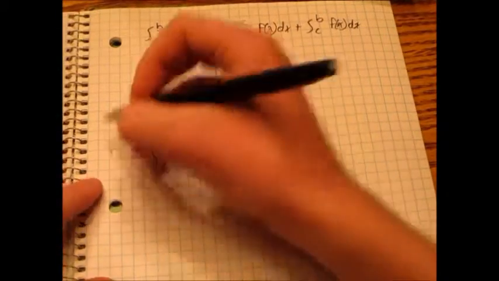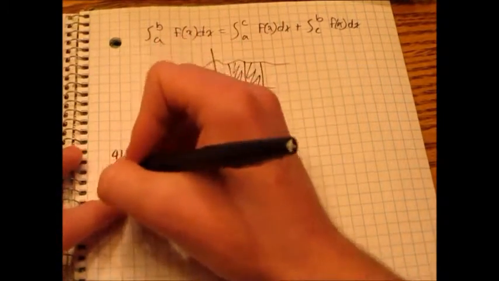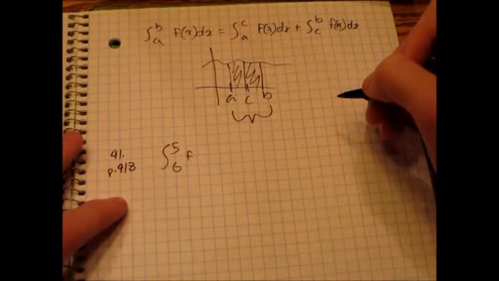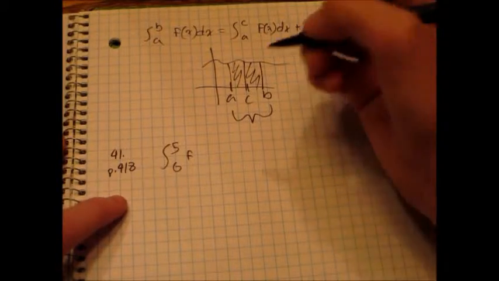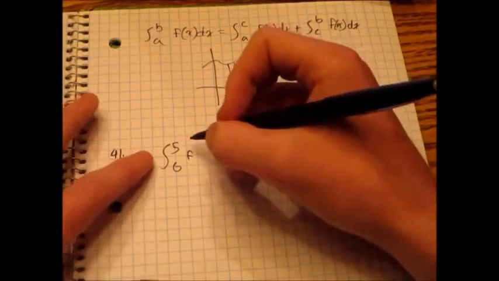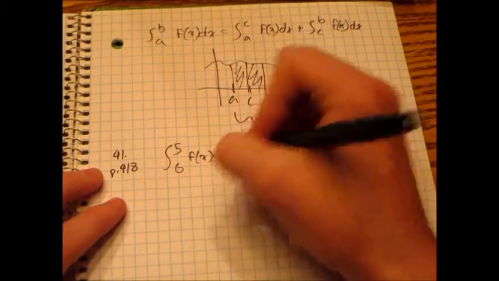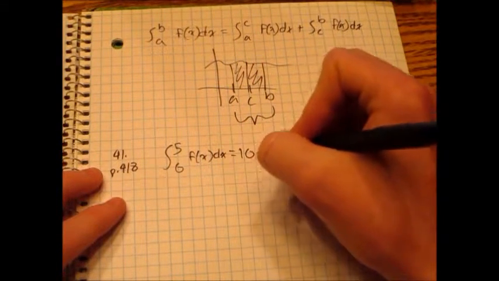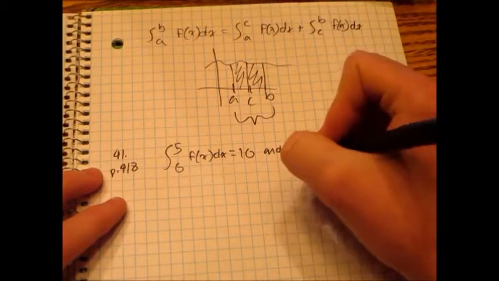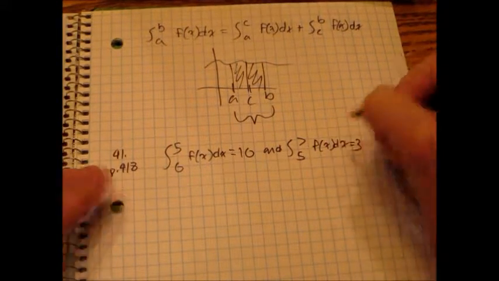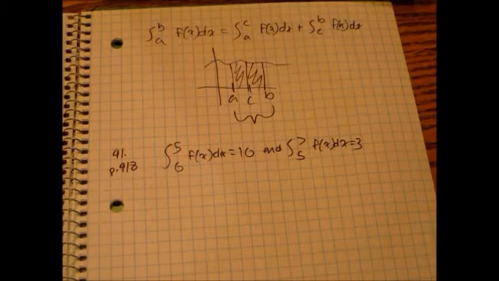This is problem 41 from page 418, which I'm going to do right now, if you want to look at it yourselves and follow along. So they'll give us, from 5 to 0, f of x dx equals 10, and from 7 to 5, f of x dx is equal to 3, and then they'll ask us to find certain things.